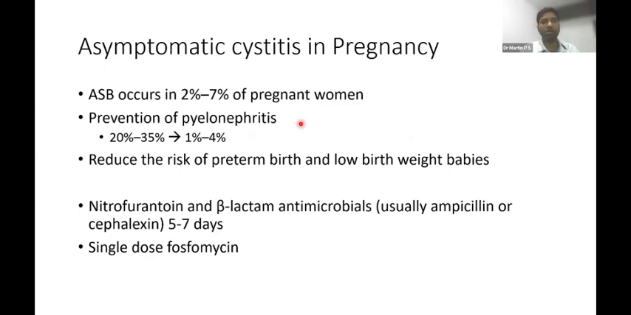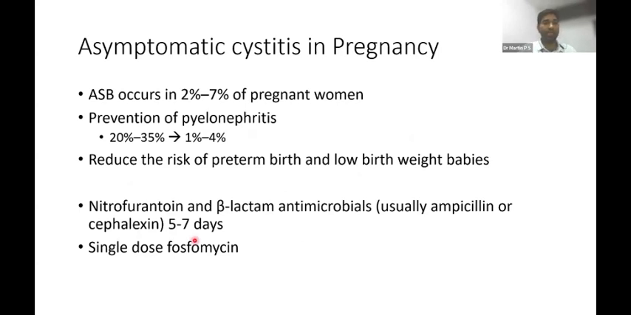And also, though the evidence is not that strong and some of it is anecdotal, they say that it reduces the risk of preterm labor and thus reduces the chances of the baby being a low birth weight baby. So the antibiotics which they prefer in pregnancy are nitrofurantoin or beta-lactam antibiotics, usually ampicillin or cephalexin. And they suggest that these should be given for 5 to 7 days. 5 to 7 days of antibiotics, very clearly mentioned by the ACOG guidelines.